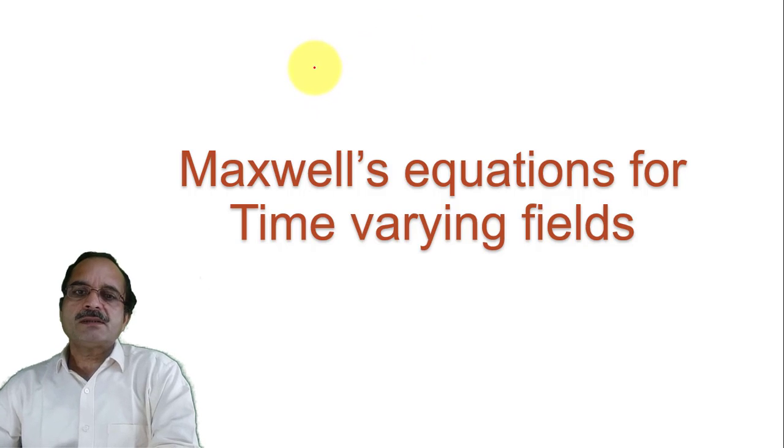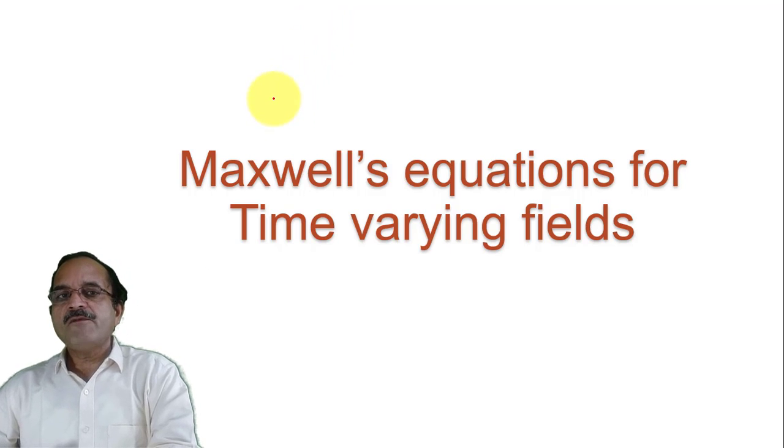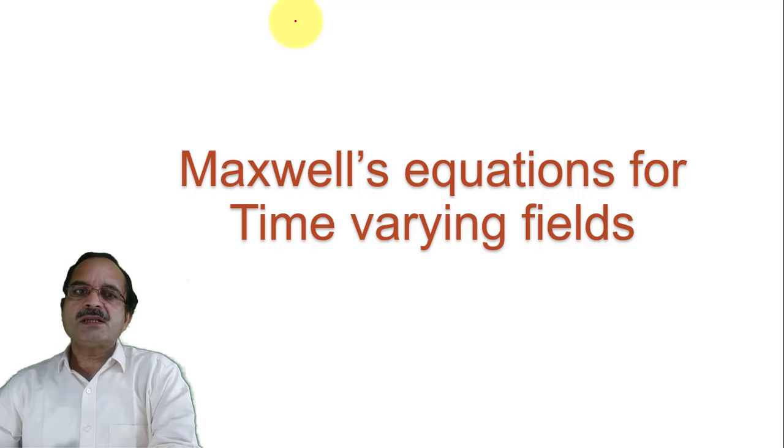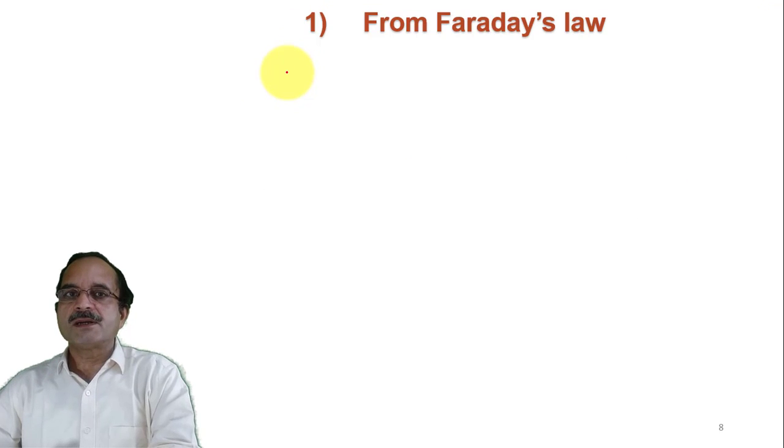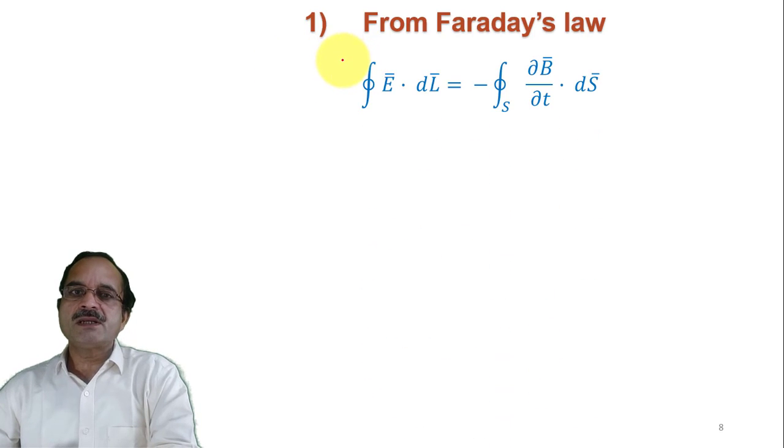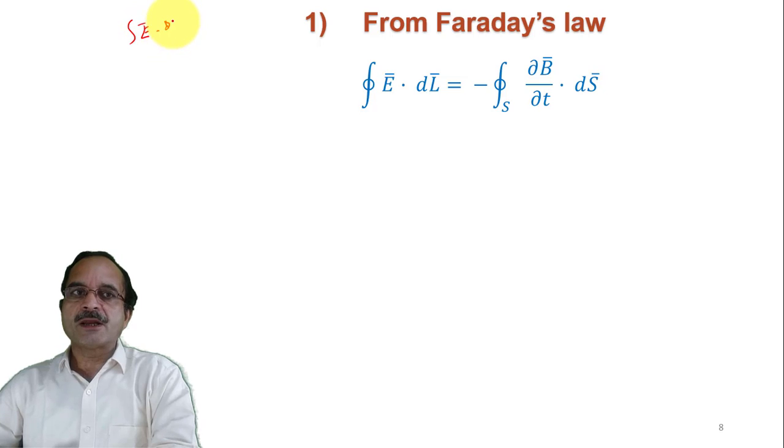Now let us find out the Maxwell's equations for time varying fields. The Maxwell's equations for time varying fields are modifications, extensions of the Maxwell equations for static fields. So let us start from the same 4 equations again. So the first equation, as we have seen earlier, from Faraday's law we can say line integral E dot dl. Now in case of static fields, the integral E dot dl was equal to 0. So this was the Maxwell equation in static field.